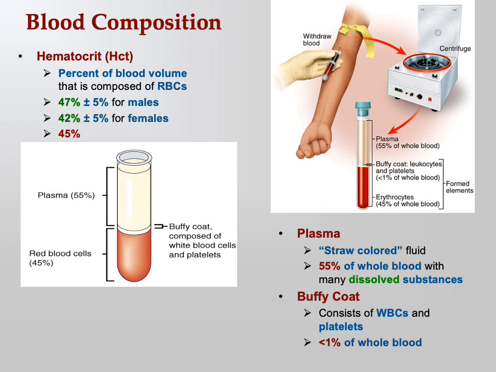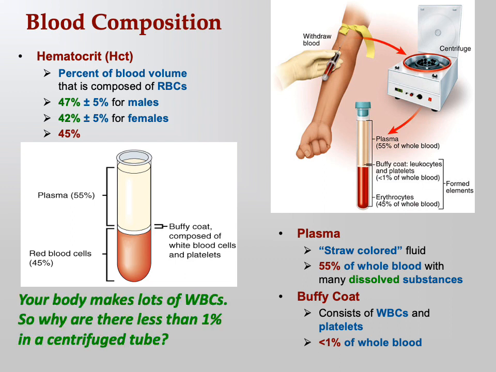Now here's a little puzzle. Remember in Bio 202, a lot of times we want you to figure things out. So what I'm going to tell you is your body makes whole bunches of white blood cells. So if it makes whole bunches of them, why are they less than 1% of a tube of centrifuged blood?